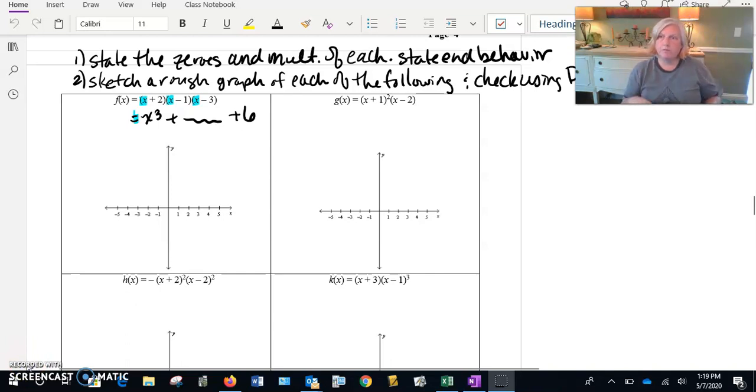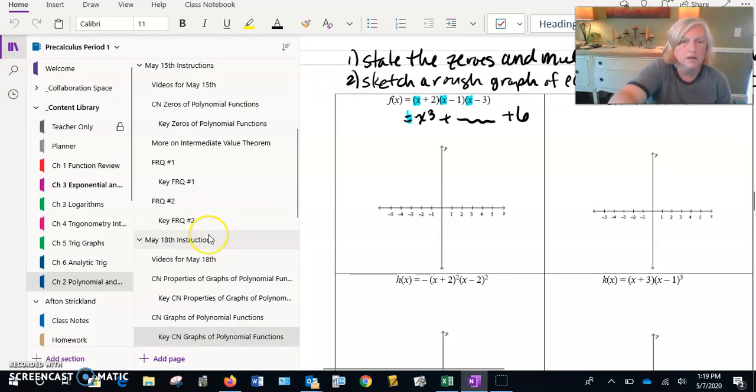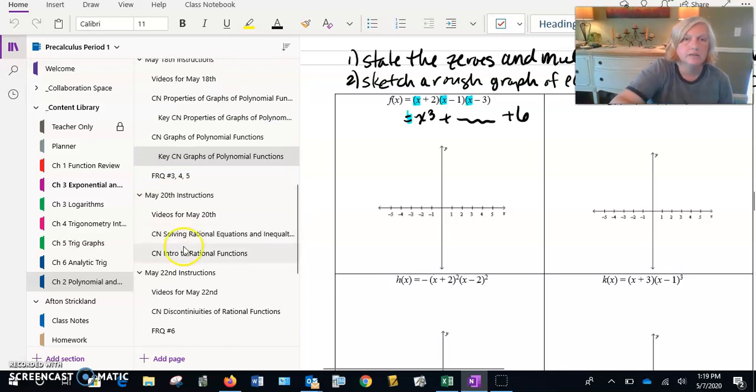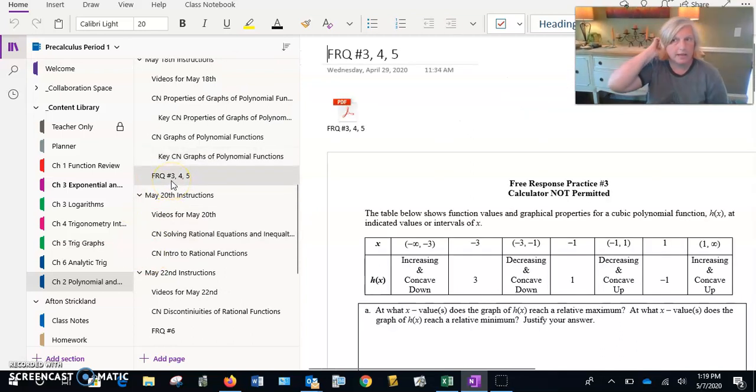I forgot one more thing before we leave. The other item that you have for homework slash classwork, working on this set of notes, is there are 3 FRQs. So if I come over here and we scroll down, here's FRQs 3, 4, and 5. So will you include those in as things that you are going to look at?